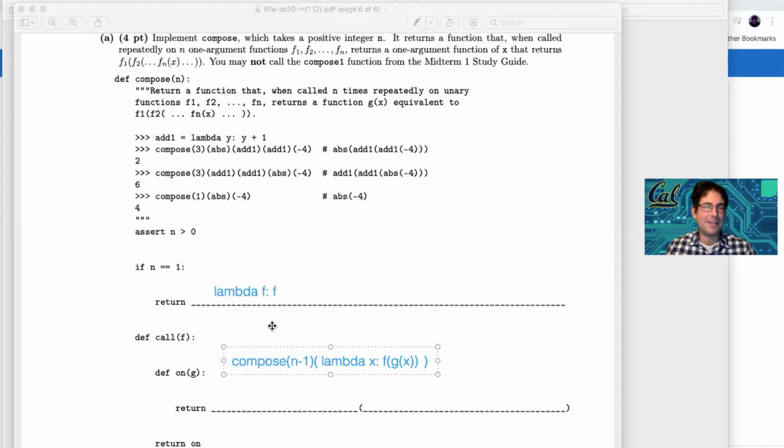I wouldn't generalize and say like, oh, you're always going to call this on n-1, or you're always going to call it on a function, or you're always going to return a function or something like that. Really the trick is to focus on, given the pieces that are already provided to you, which in this case are compose and call and on, make sure that if you use those, you use them on the appropriate arguments, and that you use the return values of those in an appropriate way.